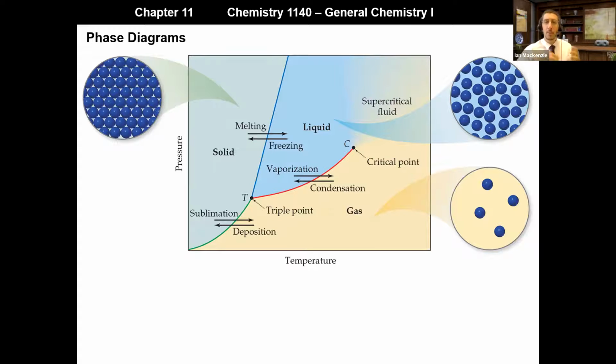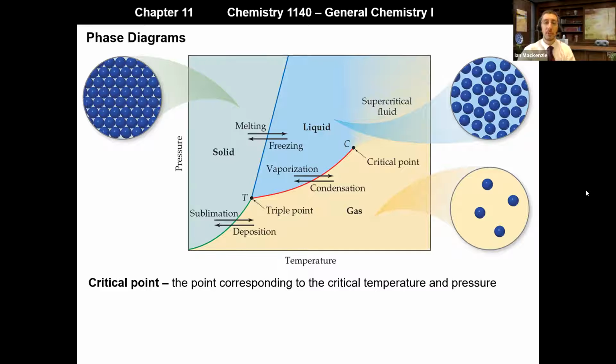And phase diagrams can be a little bit confusing to read at first, so let's just go through a few definitions and illustrate some examples of how we would interpret this diagram. So first, we'll note that there is a point labeled C on this diagram that's labeled the critical point. The critical point is simply the point that corresponds to the critical temperature and pressure.